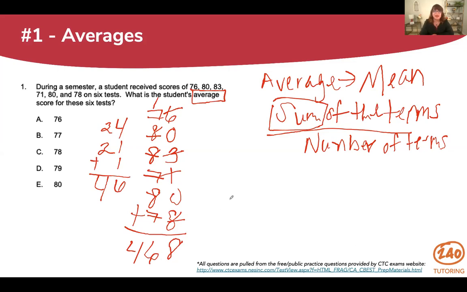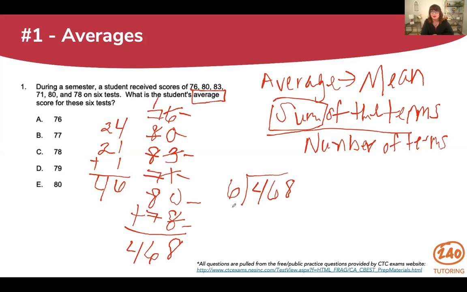Now we're going to divide. Remember, it's the sum of the terms divided by the number of terms. That's a ratio right there, and the line in between means divide. So we're going to take that sum of the terms, 468, and we're going to divide it by the number of terms. There were 1, 2, 3, 4, 5, 6 terms. So we divide 468 divided by 6.